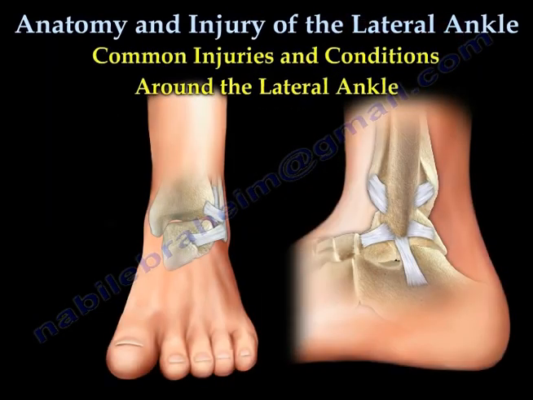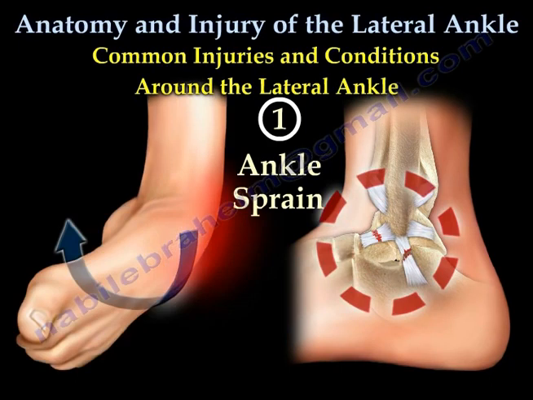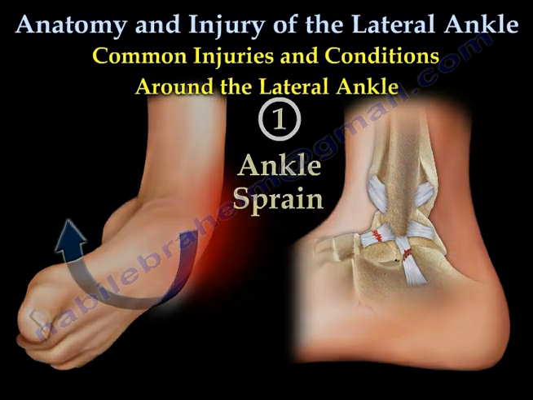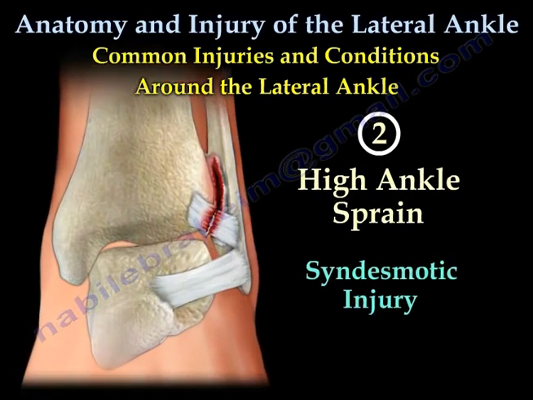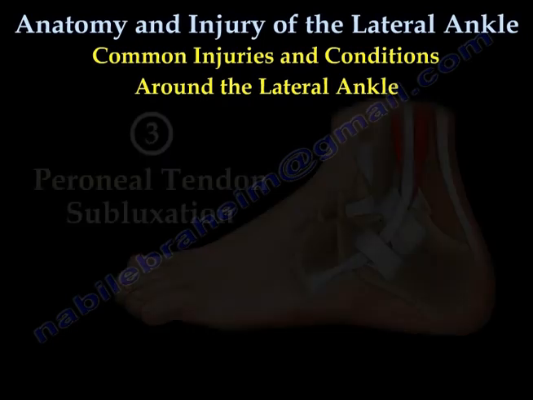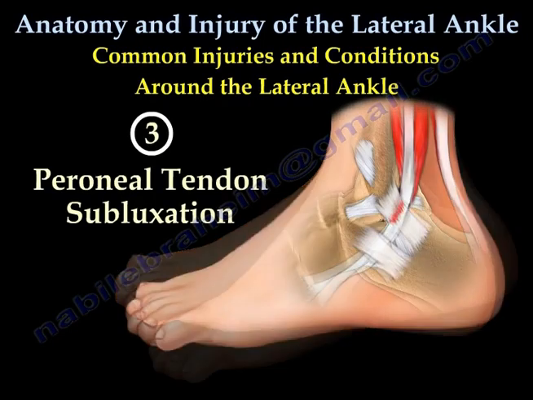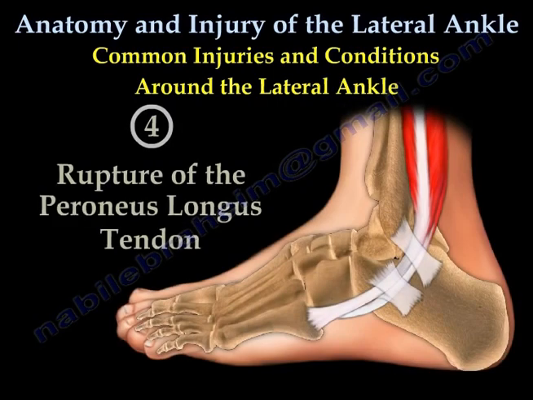Common injuries and conditions around the lateral ankle. The first type is an ankle sprain. The second type is a high ankle sprain or a syndesmotic injury. The third type is peroneal tendon subluxation. The fourth type is a rupture of the peroneus longus tendon.